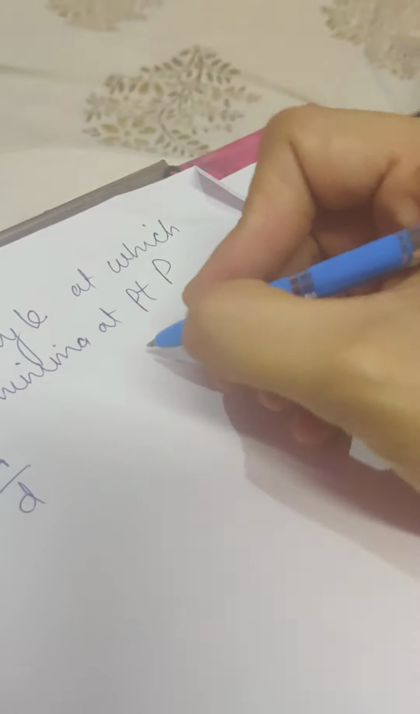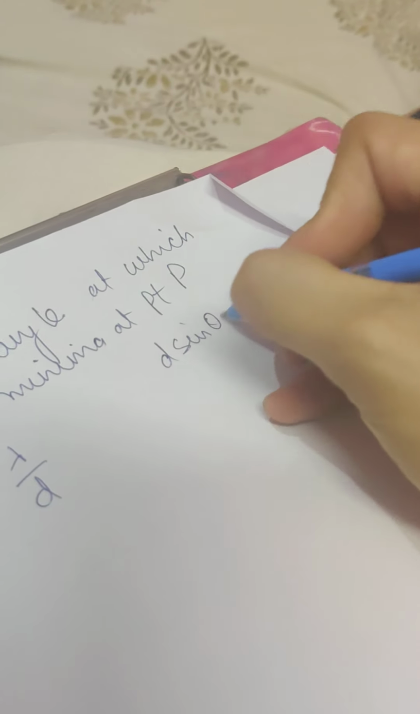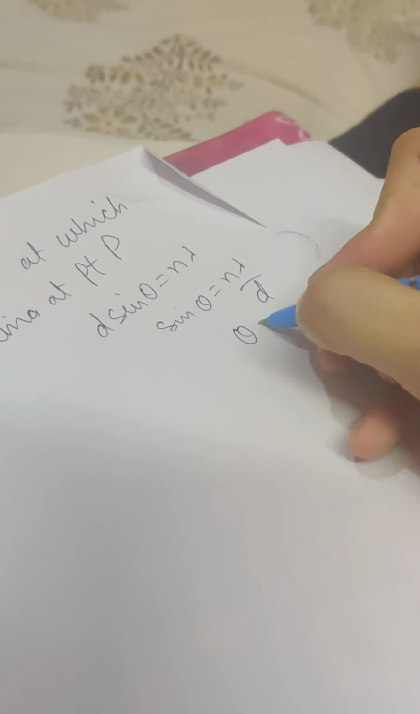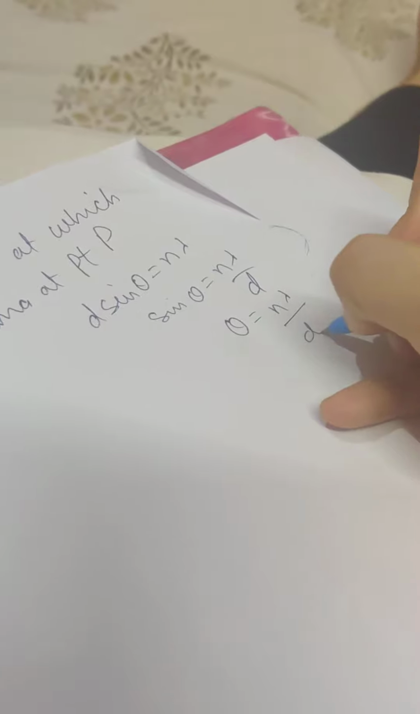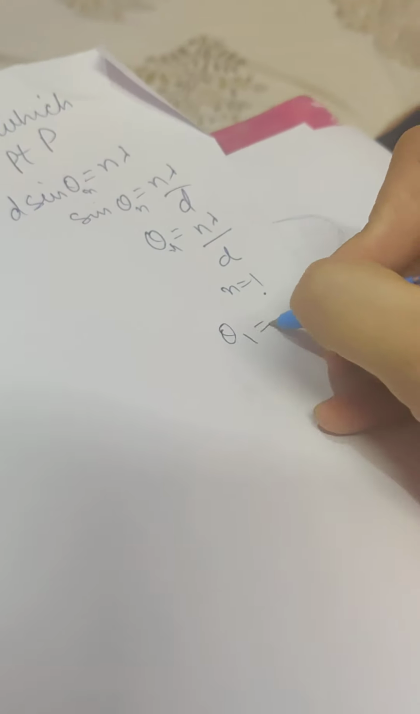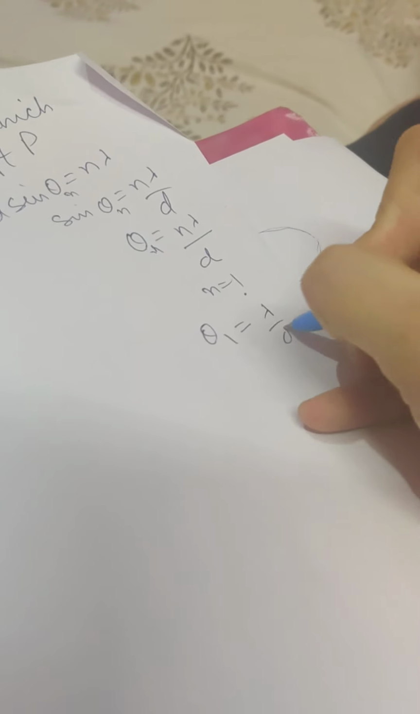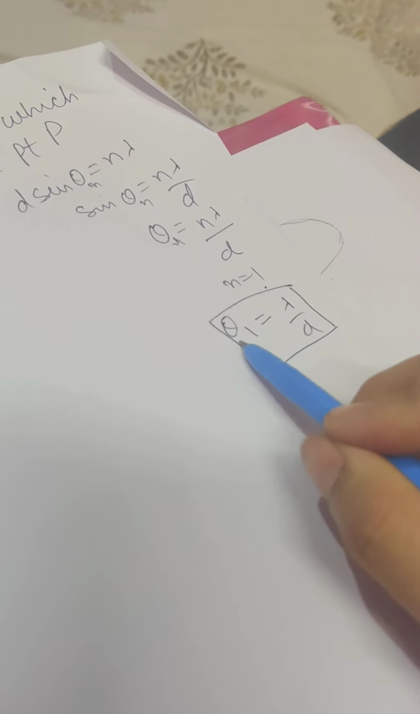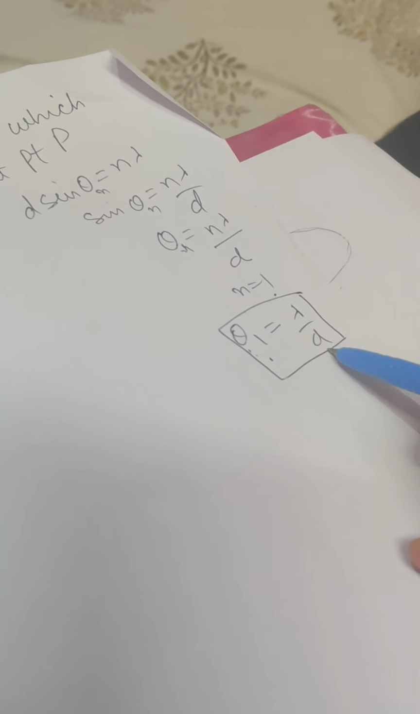If you remember, we calculated the path difference. d sine theta is equal to n lambda, or sine theta is equal to n lambda by d, as our theta was small, so theta is equal to n lambda by d. This is for our general theta. If our n is equal to 1, for first minima we put n equal to 1, we get theta 1 equal to lambda by d. We get the first minima when our rays are diffracted at an angle of lambda by d.